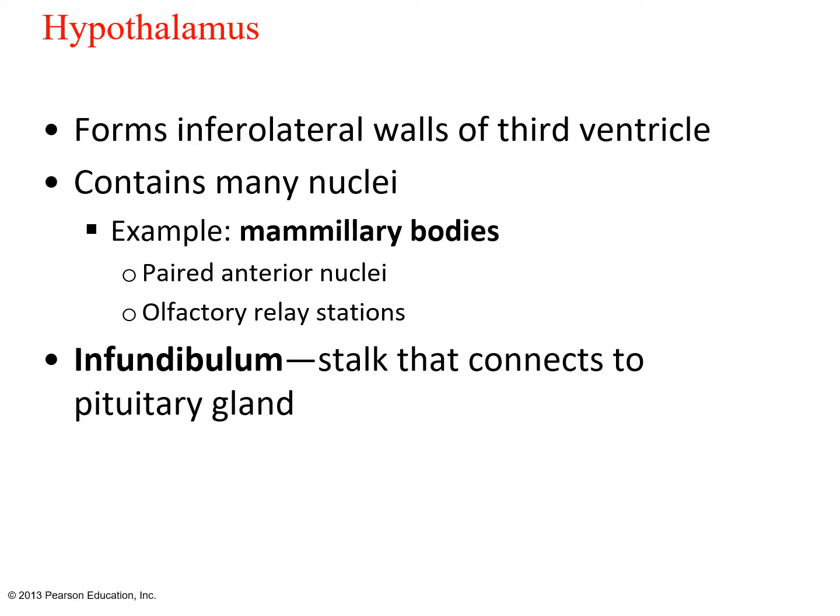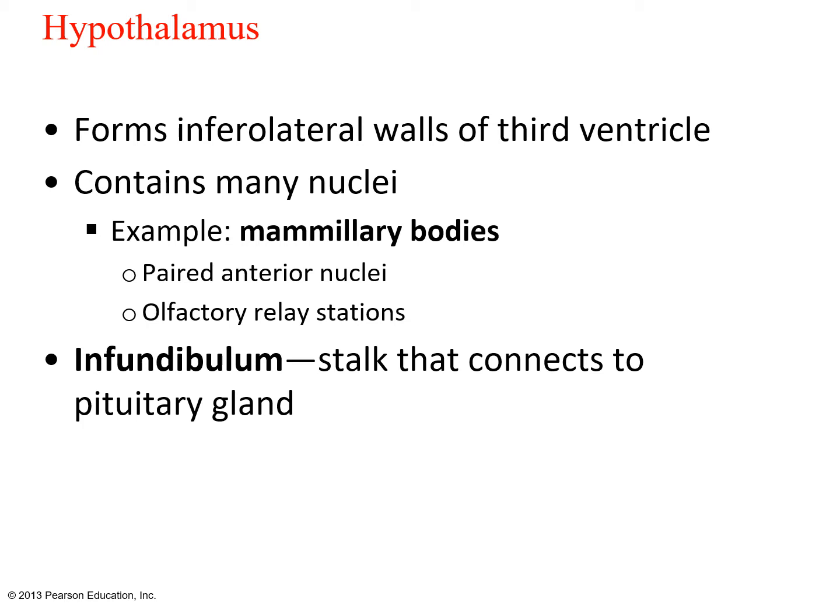The hypothalamus forms the inferior and lateral walls of the third ventricle. Being the hypothalamus, it is beneath the thalamus. Now the hypothalamus contains a lot of different nuclei. Some examples are the mammillary bodies, which are paired anterior nuclei, which serve as olfactory relay stations. So this is basically how olfactory impulses make their way to your central nervous system.